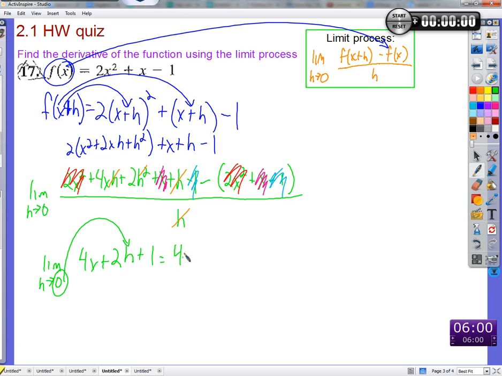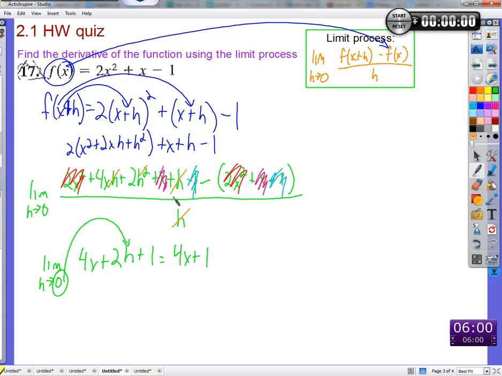Wait, where's the 1 from? This h cancels this h, you get 4x. H cancels one of these h's, you get 2h. H cancels this h. There's a 1 in front of that. Yeah, there's a 1. When you're doing several steps at once, make sure you don't miss stuff like that. That's really common. You cross out the h and you're like, oh, yeah, it's gone.